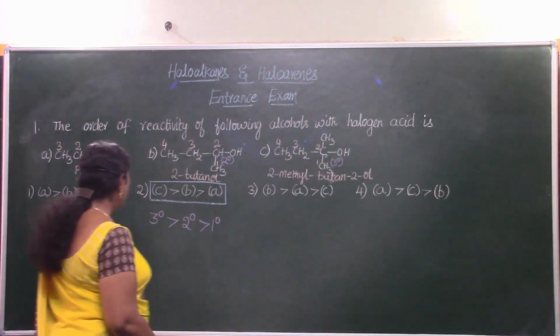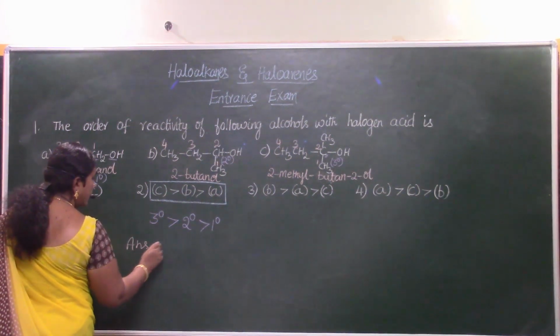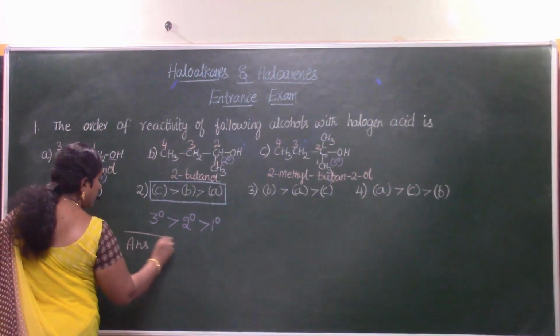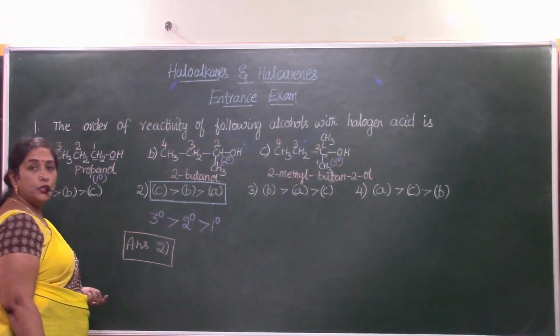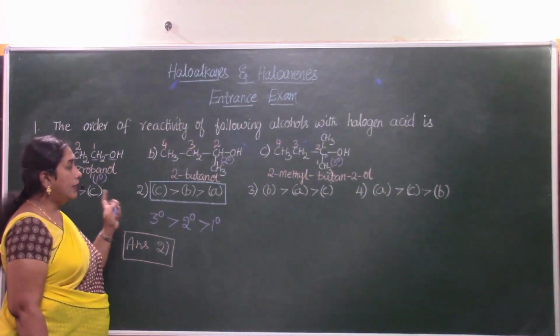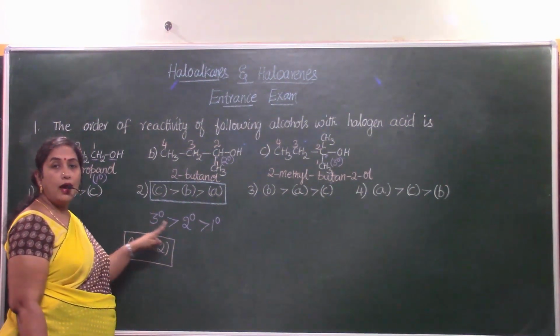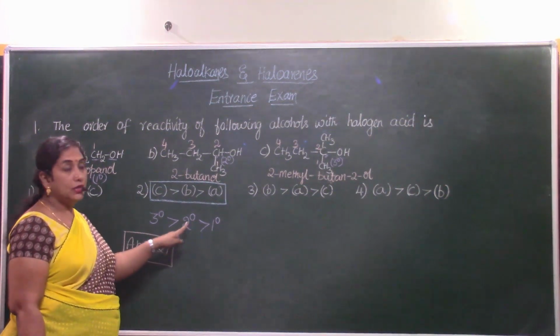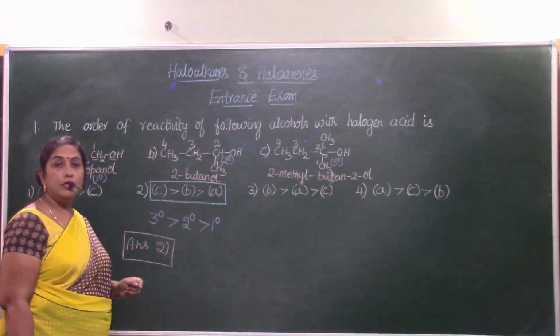So the correct answer is option 2, which is purely based on the concept of the method of preparation of haloalkanes from alcohols, wherein tertiary alcohols are greatly reactive than secondary alcohols, greatly reactive than primary alcohols with a given halogen acid.